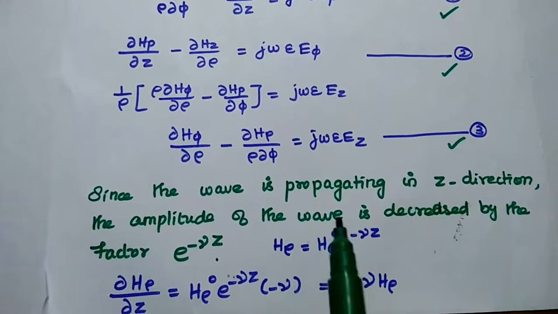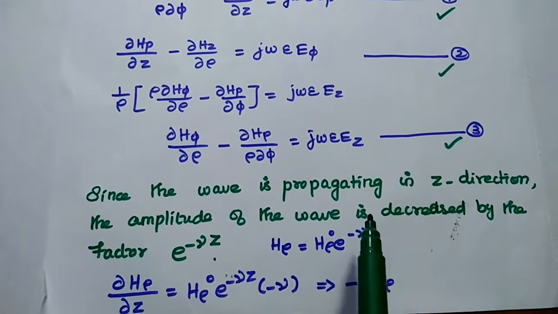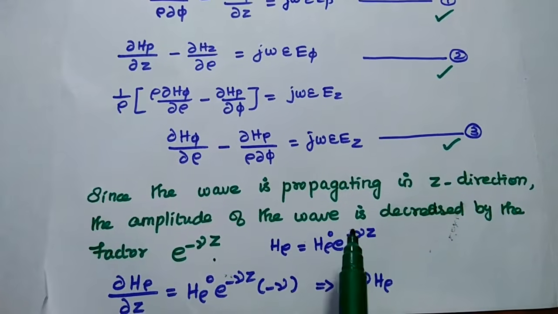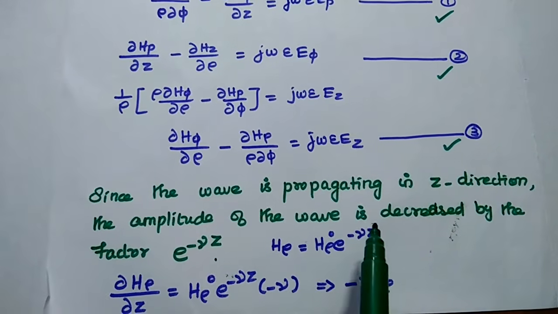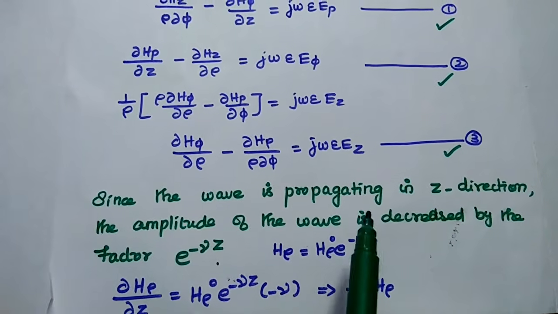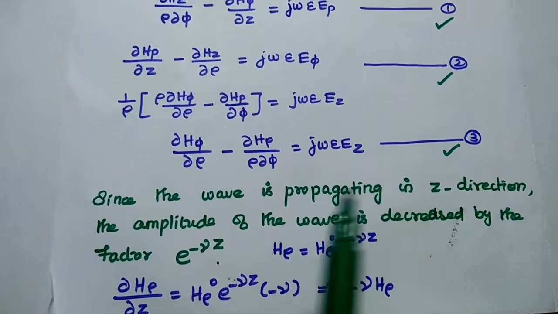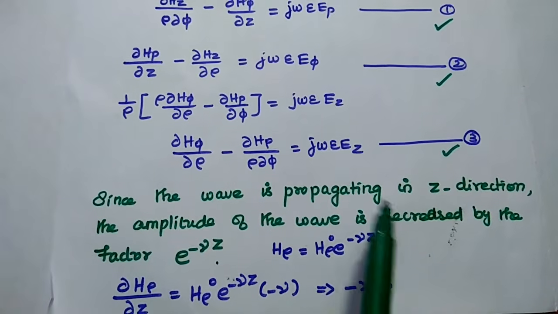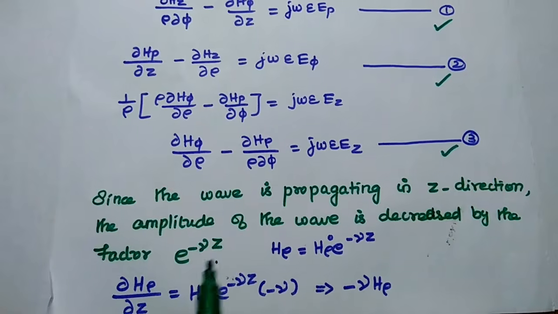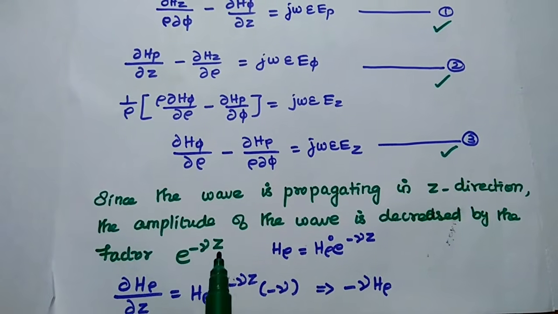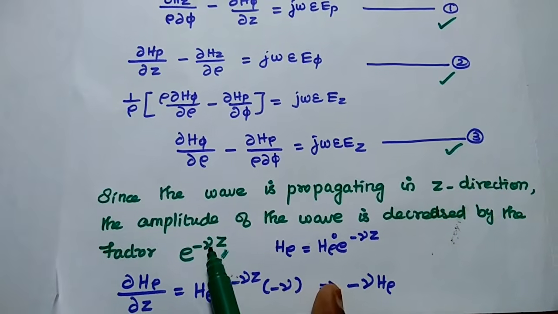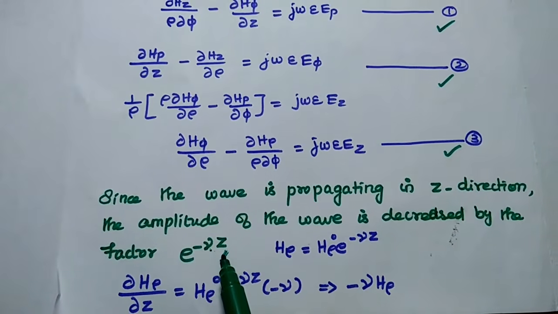As we all know, if the wave is propagating in any direction, there is some propagation loss. Propagation loss means its amplitude is getting reduced by traveling in the direction. Okay. So here the wave is propagating in the z direction. Since it is propagating in the z direction, the amplitude of the wave is decreased by the propagation factor e power minus gamma z. So this is a very important point.